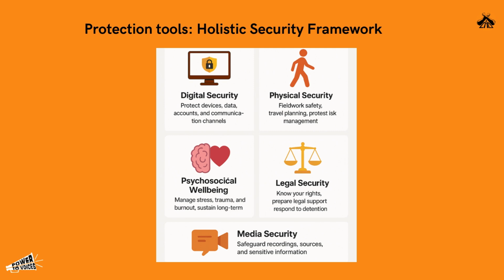Now we're going to be looking at physical security. This is what most people think of first: protection from direct bodily harm, surveillance, or physical intrusions. It includes things like being aware of your surroundings, having secure meeting places, for example, and making plans to travel safely, especially when risks are high.